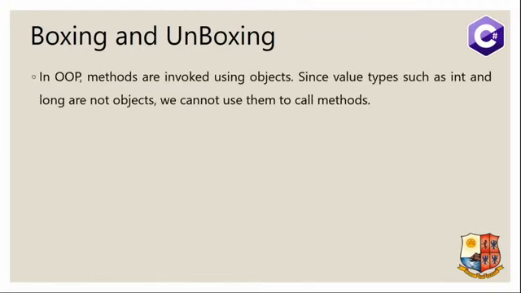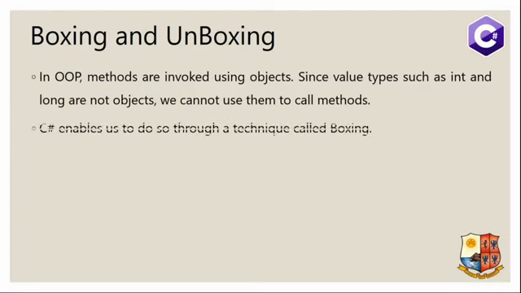In object oriented programming, methods are invoked using objects. Not only methods, all the things we have come across in object oriented programming can only be called after you create an object. You cannot directly call them from a class unless it is static or something. Since value types such as int and long are not objects, we cannot use them to call methods. They are just variables. C Sharp allows you to call them through a technique called boxing. We'll be using that in programming.